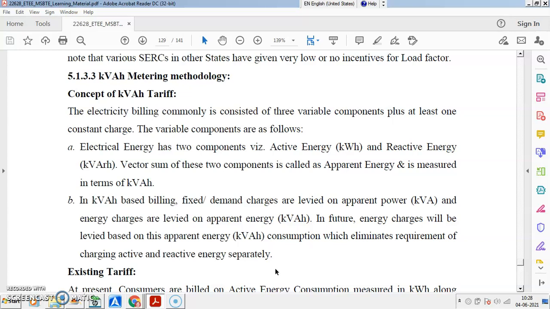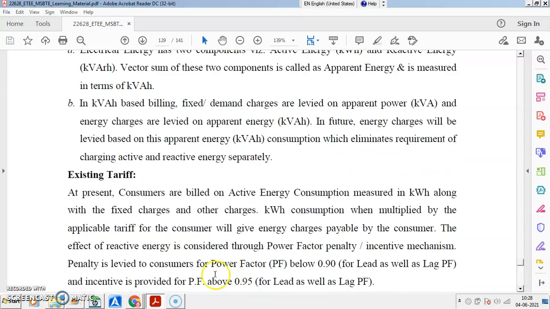So the energy charges are based on the apparent energy kVAh, which eliminates the requirement of charging active and reactive separately. In some cases, if the billing is on kVA, and in some cases if kWh and kVAr are taken separately, you have to add both. If it is taken on kVA, you do not need to charge them separately. So like these different concepts are applied.